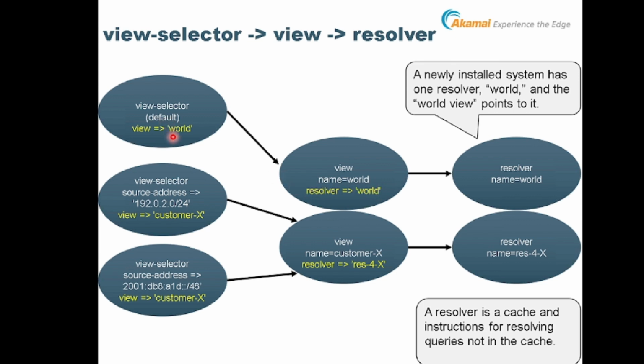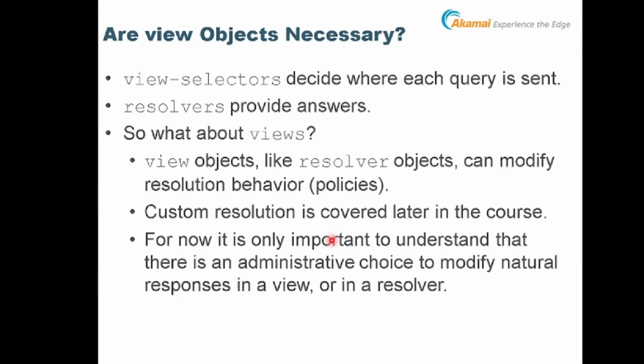Why take this intermediate stop here? You go view, world, and then resolver, world. Well, I haven't gained anything by stopping in the middle here. And that is true for normal DNS. But when we start applying individual policies on specific IP address blocks, that's why we need the views.